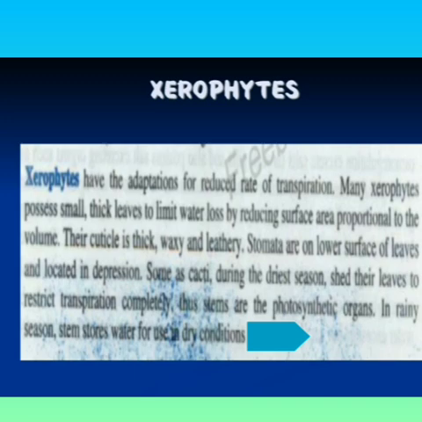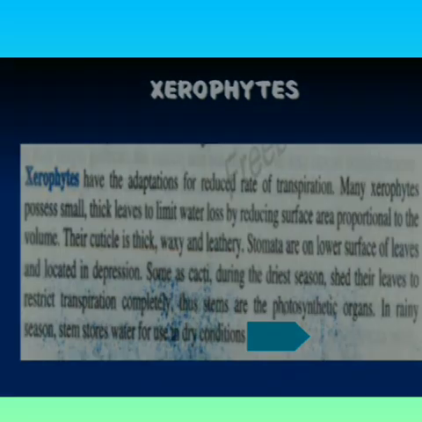They have succulent stems, succulent. It means juicy stems because they restore their water and they do not permit the transpiration. In rainy season, stem stores water for use in dry conditions.